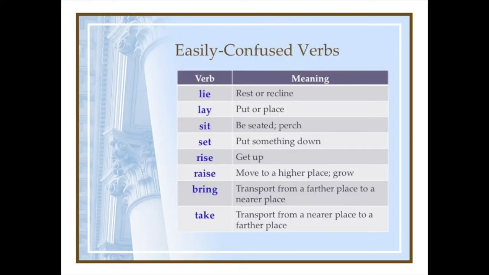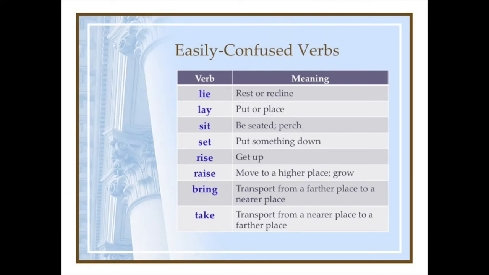Another subject we need to cover this week are some of the easily confused verbs. These verbs are in the simple present tense, but people often make mistakes when they use them in sentences. The first two are lie and lay. Look at the chart to see the difference between the two of them. Lie means to rest or recline, whereas lay means to put or place something.